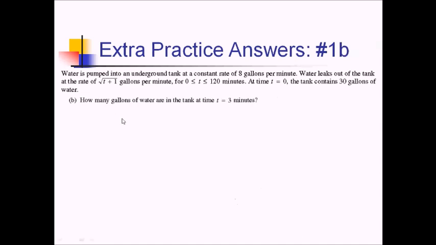For this part, we want to know how many gallons of water are in the tank at time 3. There's a few things to consider here. We have the initial amount that was in the tank at time 0, that was 30, plus they said that we're pumping water in at a constant rate of 8 gallons per minute. So we're going to integrate the function 8 from 0 to 3, the integral of 8 dt from 0 to 3, which we can very quickly figure out in a minute. And then we also have to subtract the amount of water that's leaking out. So we're going to subtract the integral of this leaking out function here from 0 to 3.